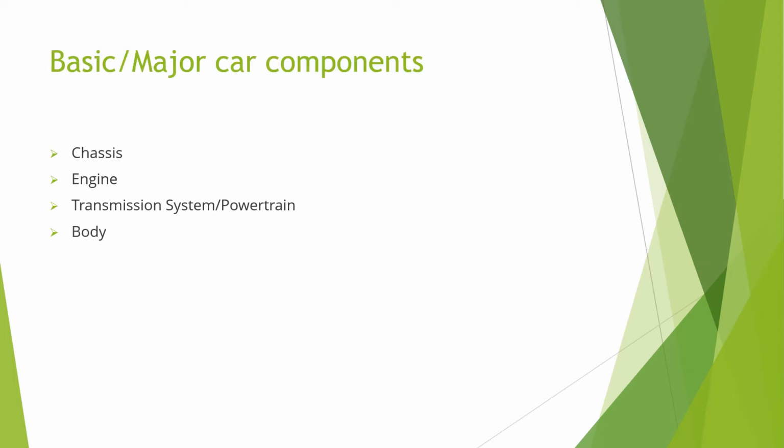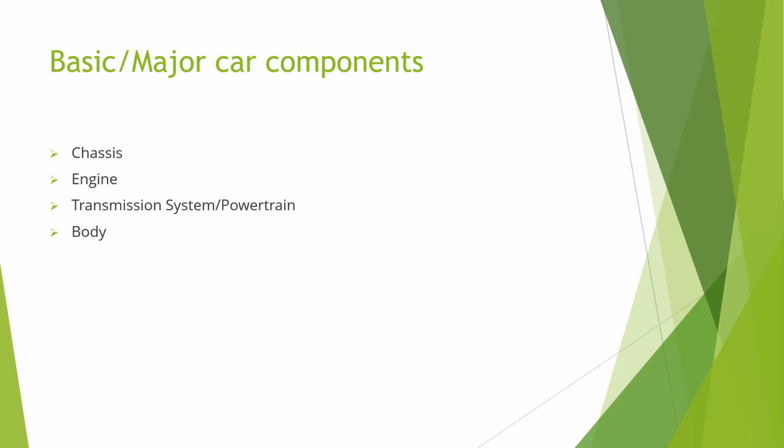So we begin with the basic or major car components. Although an automobile has several parts, the four essential components of the automobile are the chassis, the engine, the transmission system, and the body. Apart from these four essential parts, there are controls and auxiliaries. The controls are meant for controlling the movement of the vehicle, and the auxiliaries are additional components meant for providing comfort to the user of the automobile.